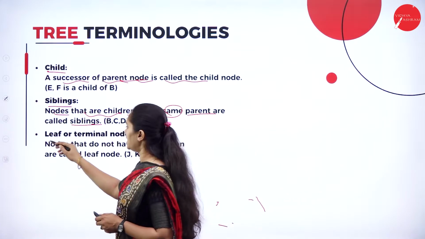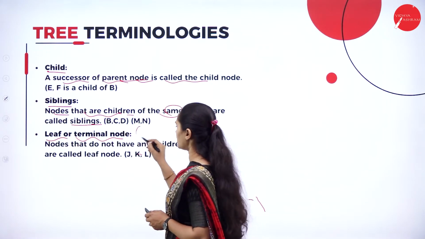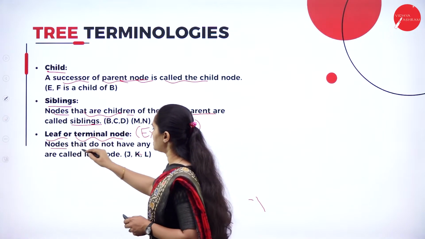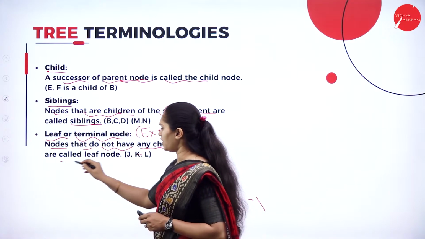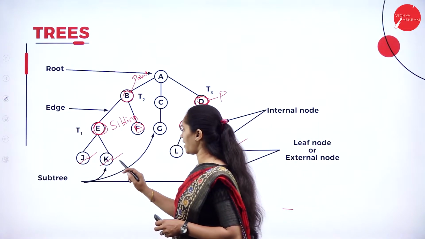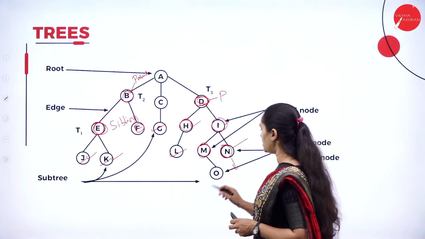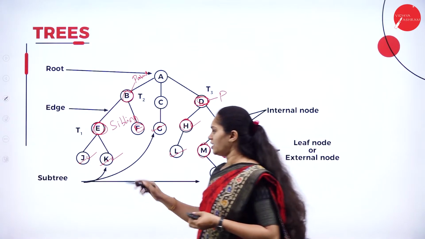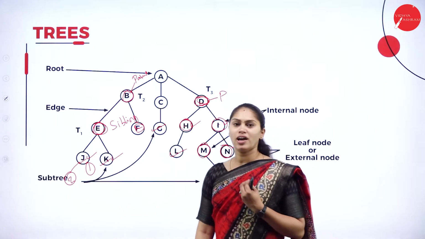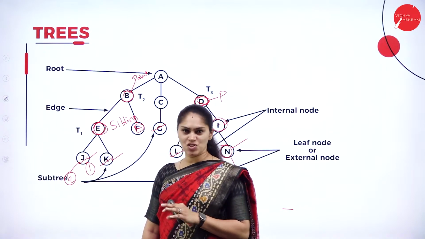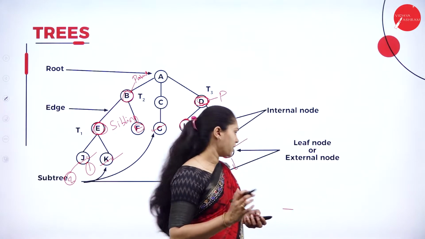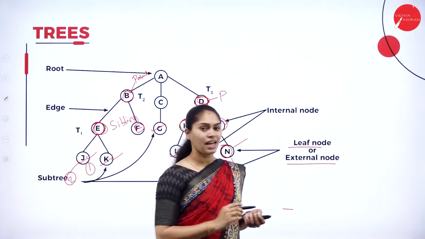Next, what do we have here? Leaf or terminal node. And it is also considered as what? External node. Nodes that do not have any children are called leaf nodes. So if you consider this example, consider J, K, or you can consider G, L. Do they contain any children? That means, do we have any successor here? No, right? So a node which does not have any child or children, we will call that kind of node as what? Leaf node or a terminal node, and also we are going to call it an external node.